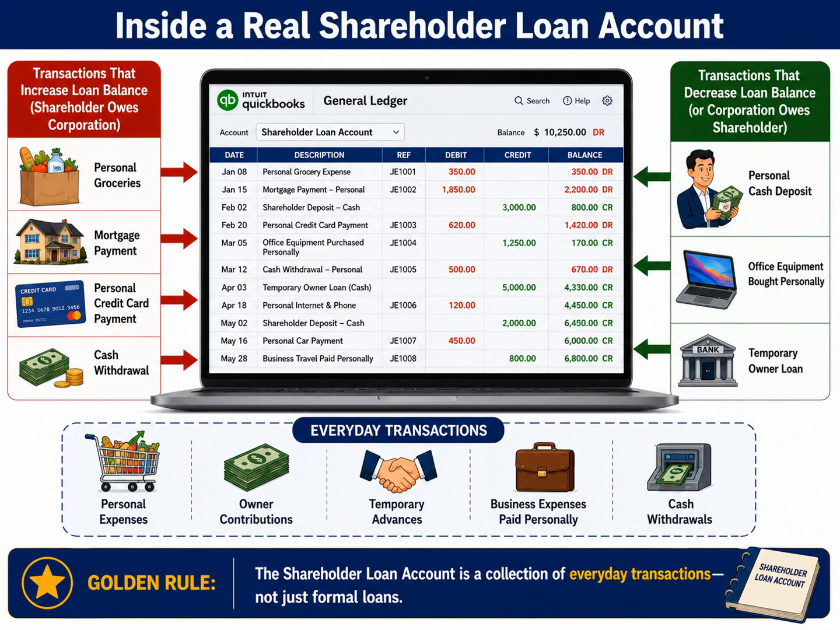Each entry must be reviewed to determine whether it represents a personal expense, a business expense paid personally, an owner contribution, a reimbursement, or a temporary advance. By the end of the year, the shareholder loan account becomes one of the most important accounts in the general ledger because it summarizes all these day-to-day transactions in one place.